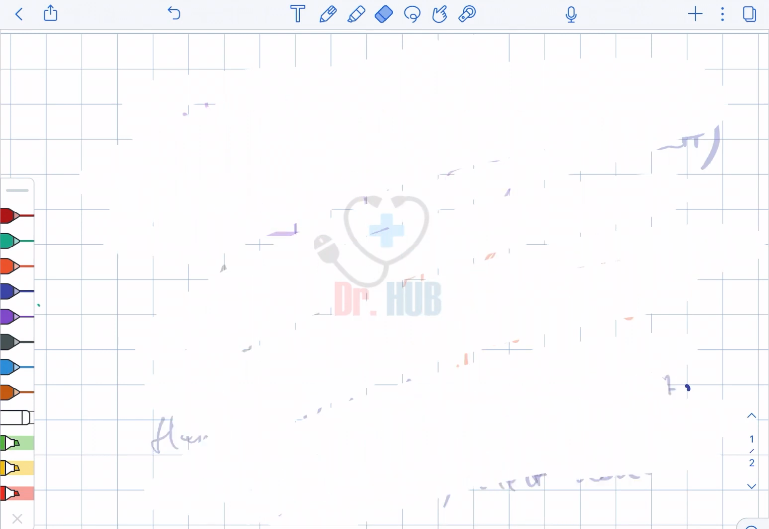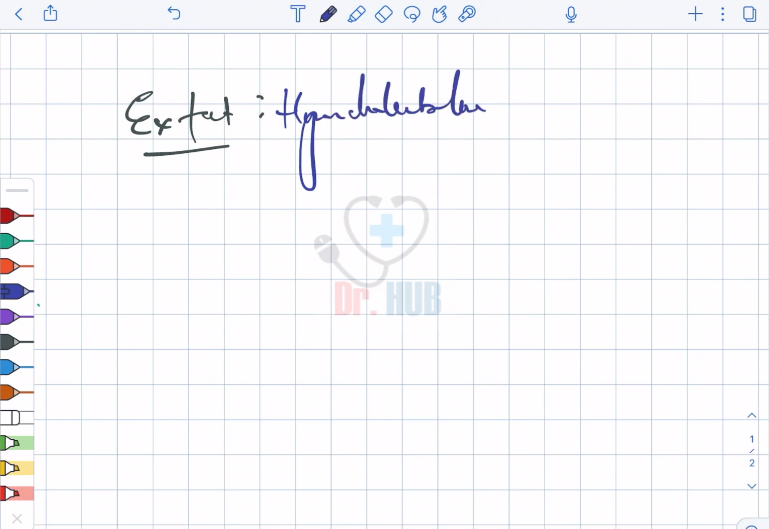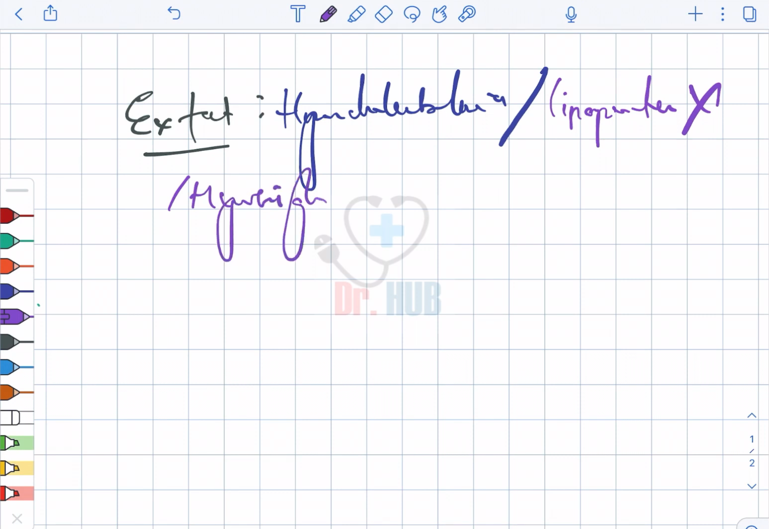Next, in case of excess fat, this leads to hypercholesterolemia as well as the formation of lipoprotein X as well as hypertriglyceridemia and hypersensitivity reactions.